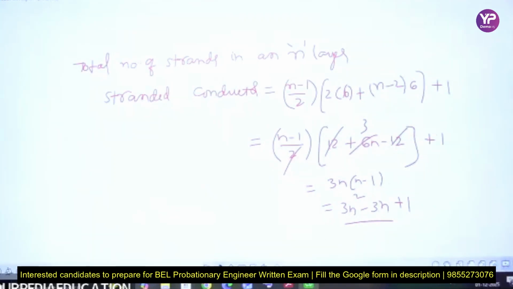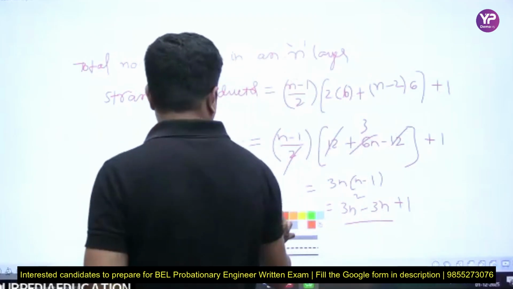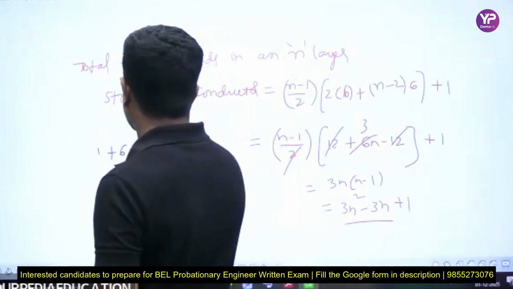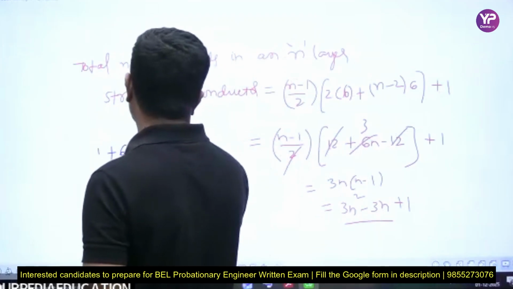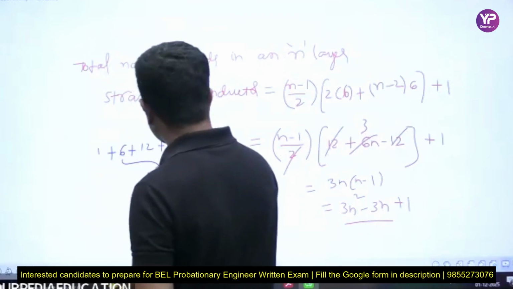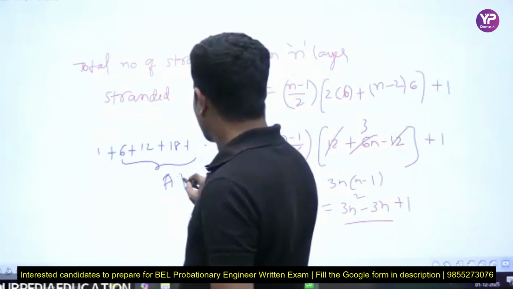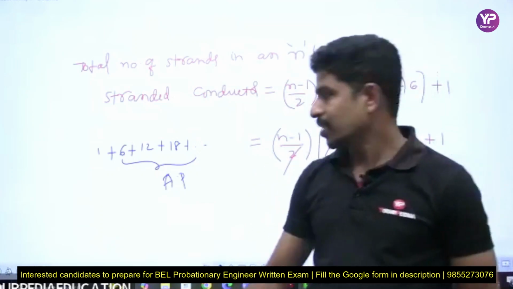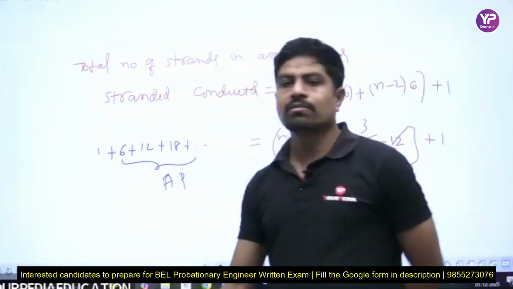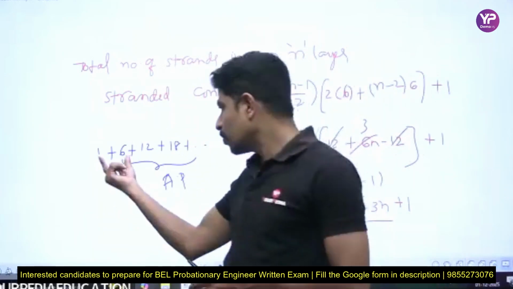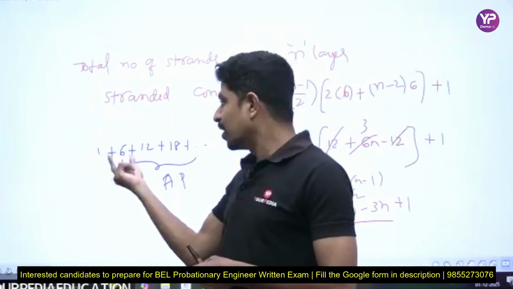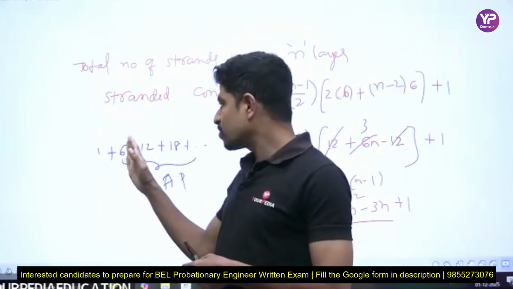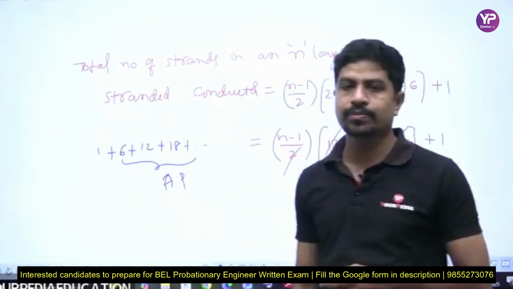Okay, sir, how did you do it? I'll tell you. The array is 1 plus 6 plus 12 plus 18 and so on. From here it is forming an arithmetic progression. From second layer onwards it is an arithmetic progression, not from the first layer. Why? Because arithmetic progression means the common difference should be equal, but from here to here the difference is 5. Next is 6. Therefore from 6 onwards it is falling into arithmetic progression, right?